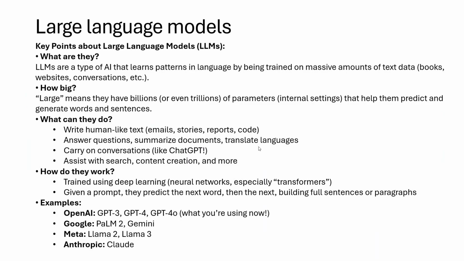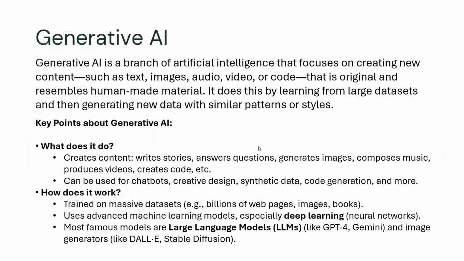What can they do? Basically, you know what they can do. You must be using ChatGPT for sure, right? They write human-like text, like emails, stories, reports, code, answer questions, summarize documents, translate languages. They can talk to you, assist with search, content creation and more, right? So these are the large language models.